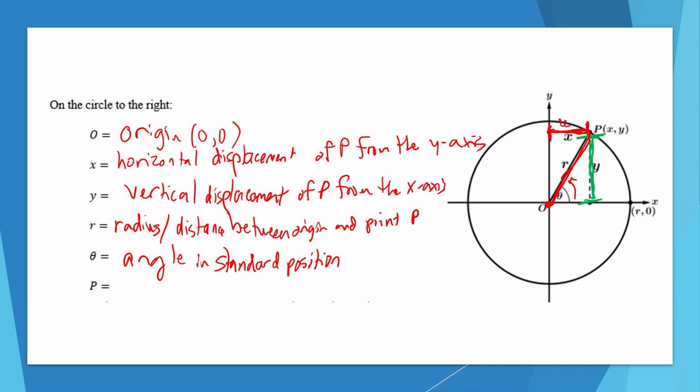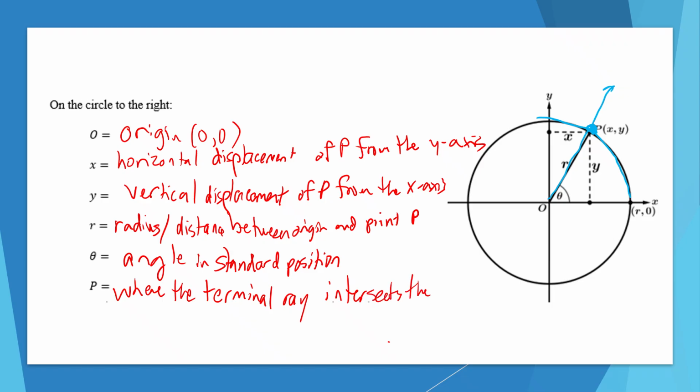And then P right here is, if we kind of erase all this work, what is P exactly? P is going to be where this terminal ray intersects this circle. And that intersection point is point P. So point P, by definition, is going to be where the terminal ray intersects the circle. And that should be our definitions there.